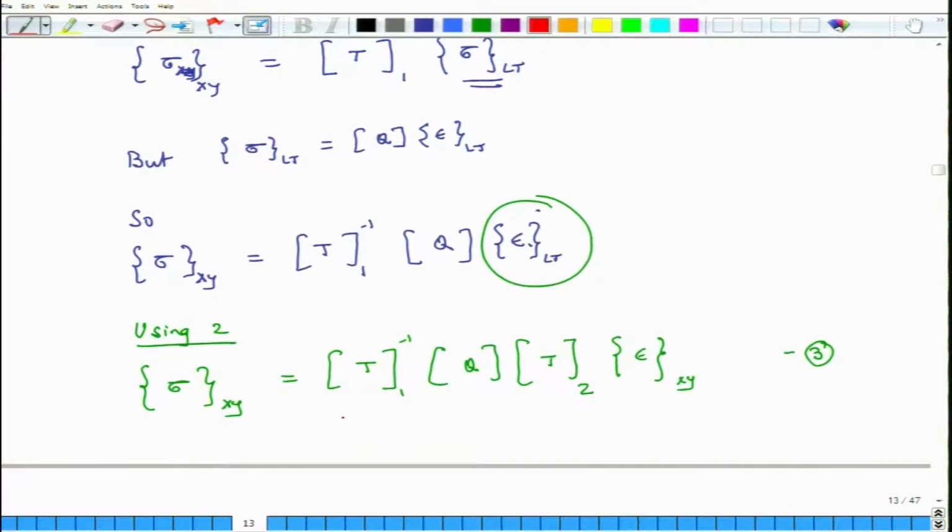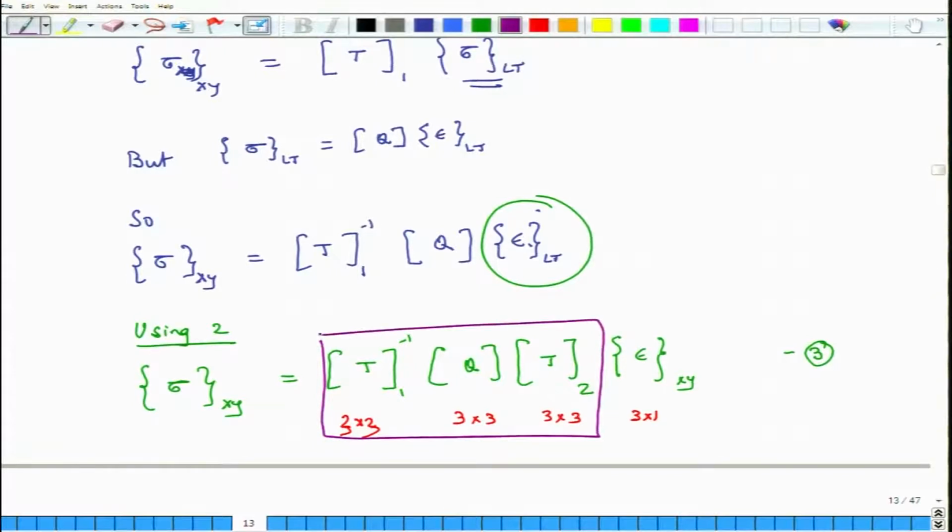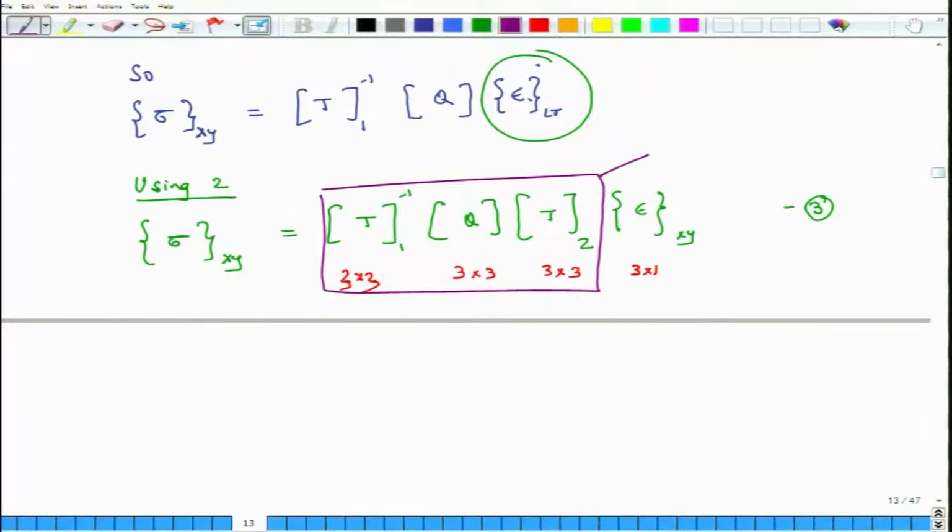We finally note that this is a 2 by 2 matrix. Oh, I am sorry, 3 by 3. This is the 3 by 3. This is the 3 by 3. And this is a 3 by 1. So, I can combine all these 3 by 3 matrices into one, and I call this combo as Q bar.